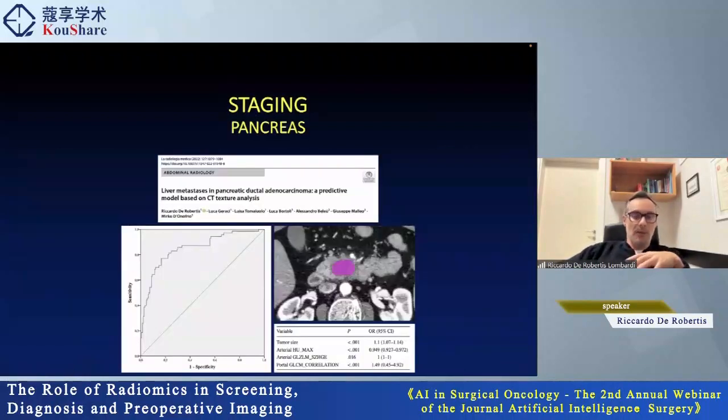Let me go for a moment to this study. This was published by our group. We evaluated whether radiomics of the primary tumor was able to predict the presence of liver metastasis in pancreatic adenocarcinoma, in more than 200 patients, with different stages of disease. We performed a CT texture analysis, and we identified 8 variables, including tumor size and several radiomic features that were significantly different between metastatic and non-metastatic lesions, and the logistic regression model was able to identify metastatic patients with a specificity of 91%, and an area under the ROC curve of 85.